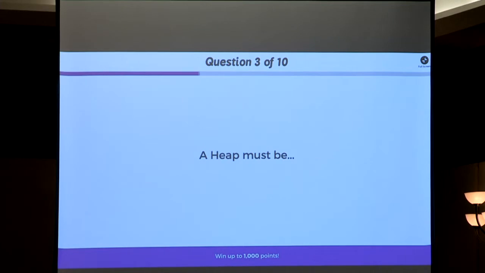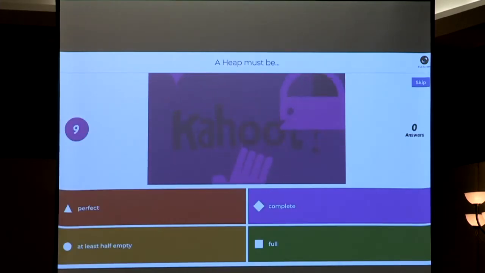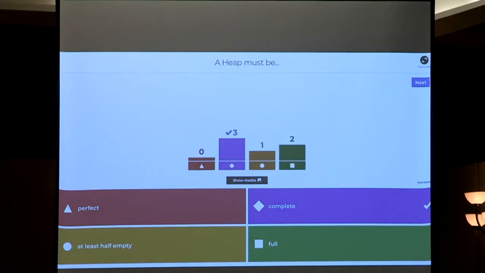All right, heap rules. What must a heap be? A heap must be complete. What does that mean? Yeah, so it must be basically full except for the last level, which must be filled all the way from left to right, yeah. And the other things are just irrelevant to a heap.